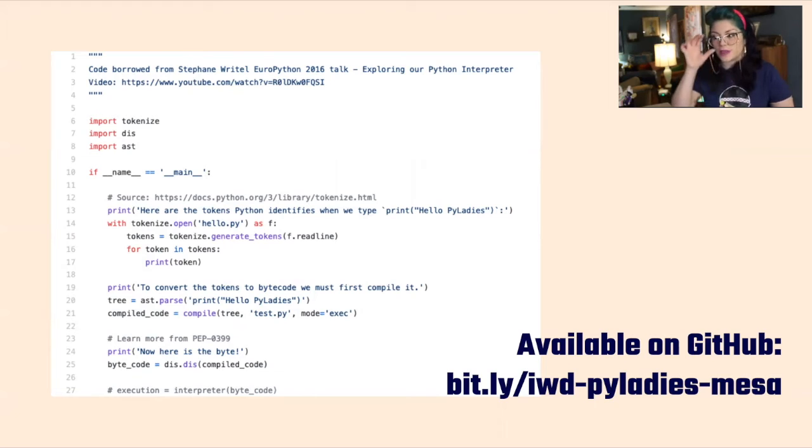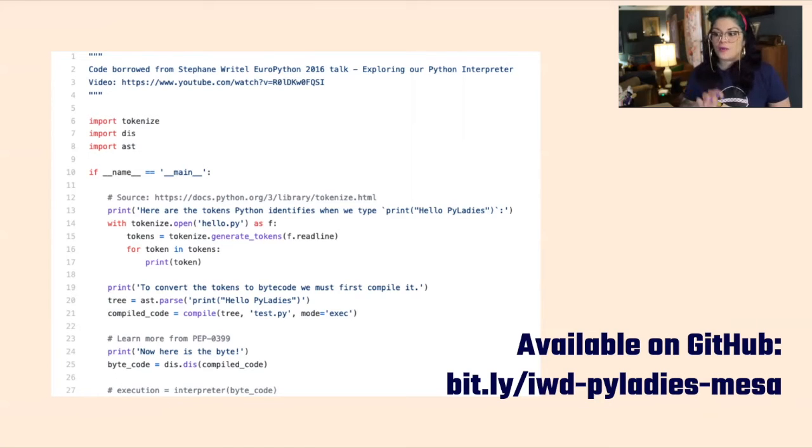So if we were taking something like the print hello PyLadies string, where we have our built-in function print and we provided a string, if we were to store that in, let's say, a script called hello.py, we can use the tokenizer to see what kind of tokens we would get back when the tokenizing mechanism runs. Then on lines 19 to 21, we see how we take that Python code, that print hello PyLadies statement, and turn it into an AST. We then compile that AST into the compiled code object at line 21.